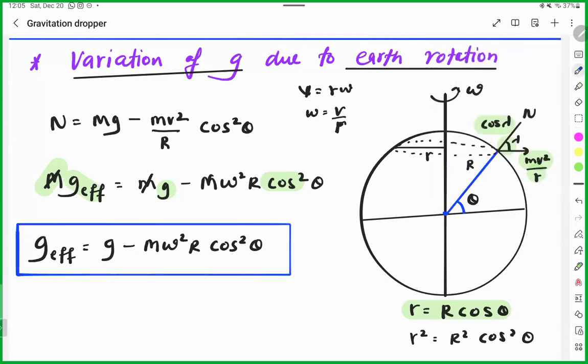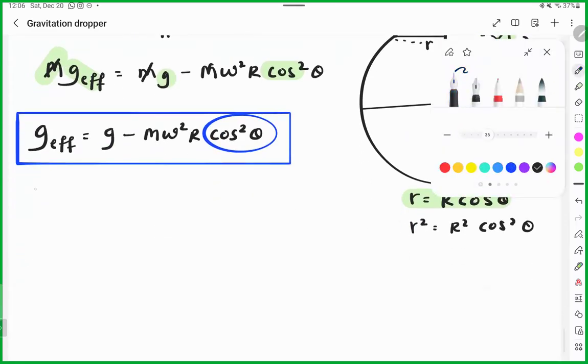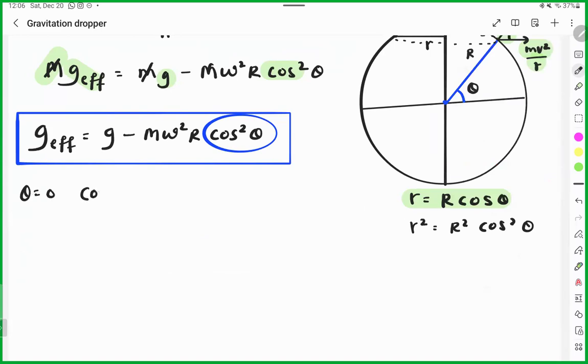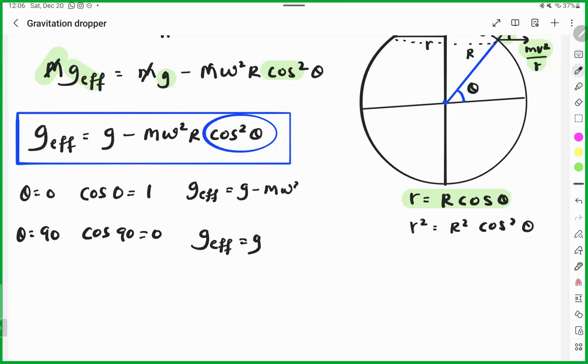Not many questions are asked from this, though it is part of our syllabus. But you have to understand only theta will change during rotation. Everything else will be the same. Correct? And there could be two extreme situations. If theta is 0, then cos 0 value will be 1. And if theta is 90, then cos 90 value will be 0. If cos 90 value is 0, then G effective will be equal to G. Correct? Here G effective will be equal to G minus m omega square R.